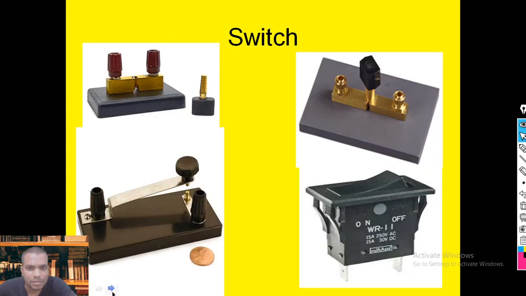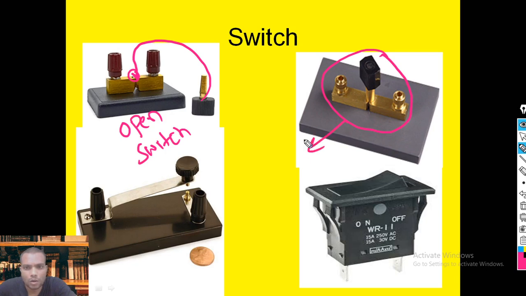Next, sometimes we need to use a switch. Here you can see two types of switches. Here you can see one small hole, and this has to be put in the small hole. Then it looks like this. Now we can say this is an open switch and this is a closed switch. When the switch is closed, the gap between the contacts is filled with that key. So this is also called a key.